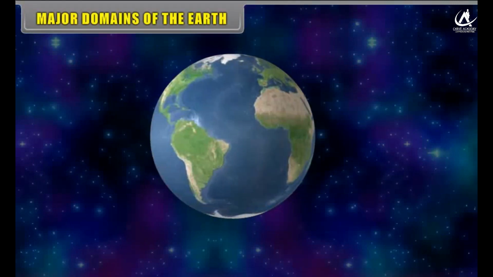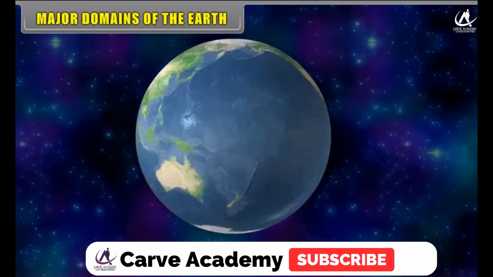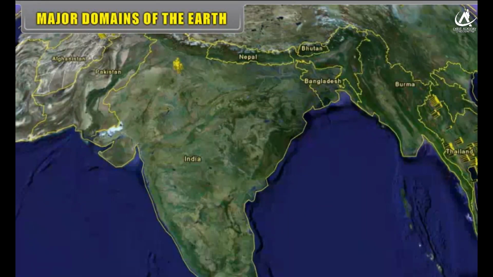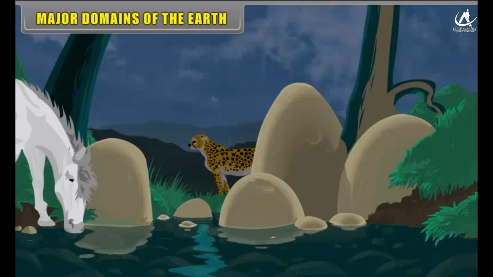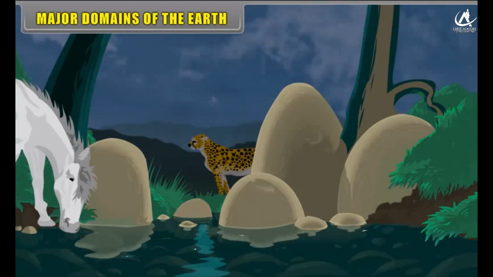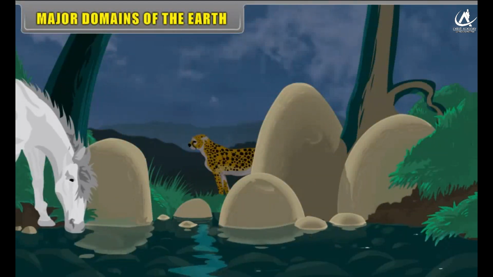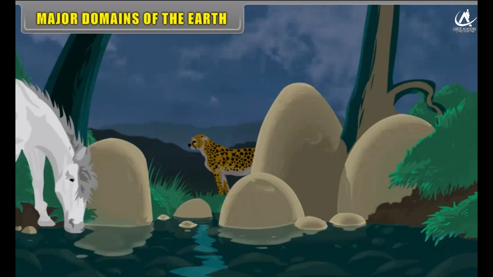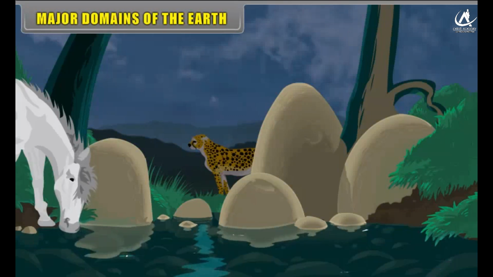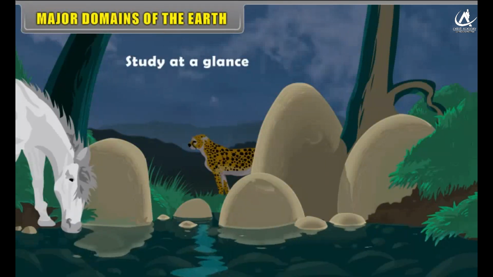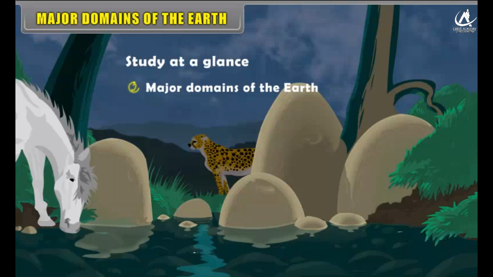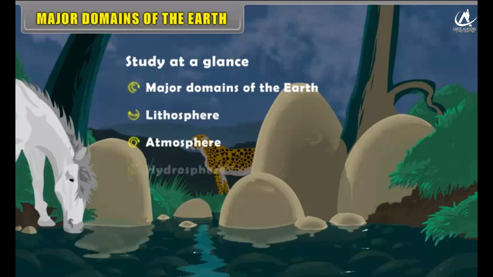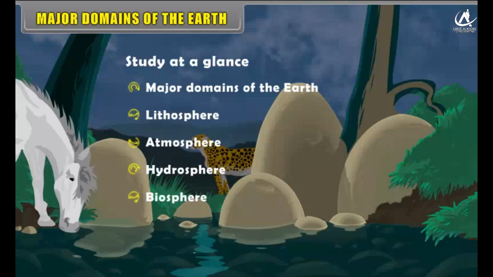Major domains of the Earth. Our Earth has a unique distinction of being at a reasonable distance from the Sun. The Earth as such provides a suitable environment which is favorable for the origin and sustenance of all types of life: human life, plant life and animal life. Study at a glance. Major domains of the Earth: Lithosphere, Atmosphere, Hydrosphere, Biosphere.